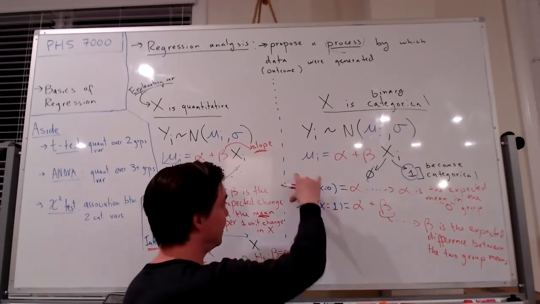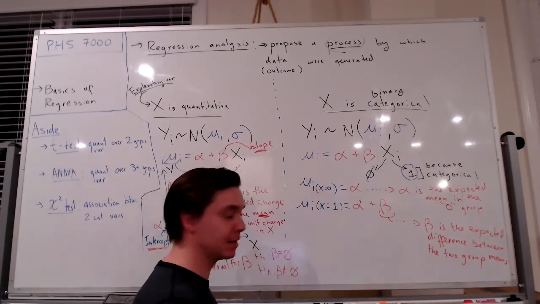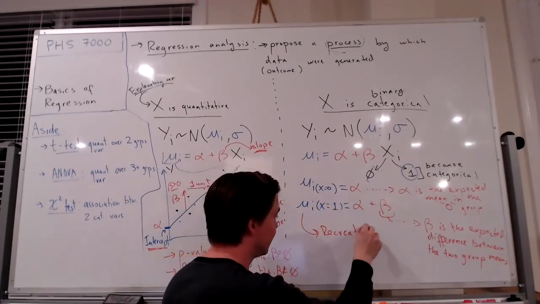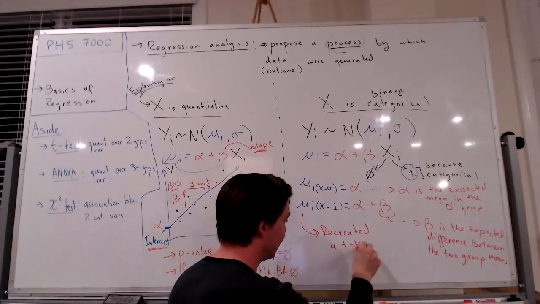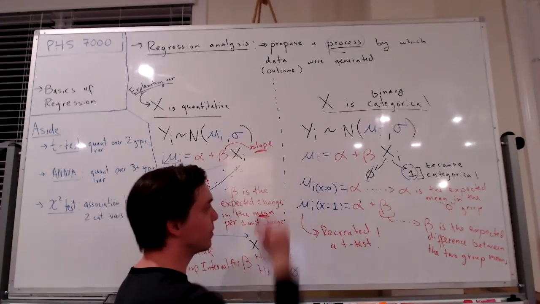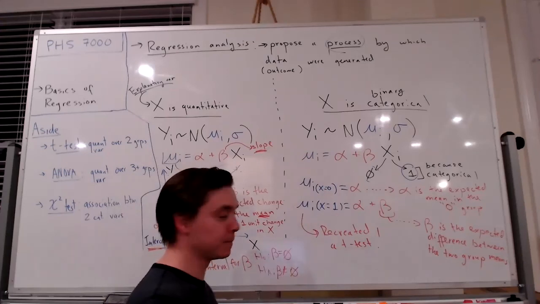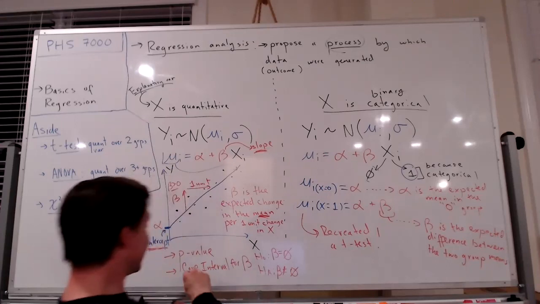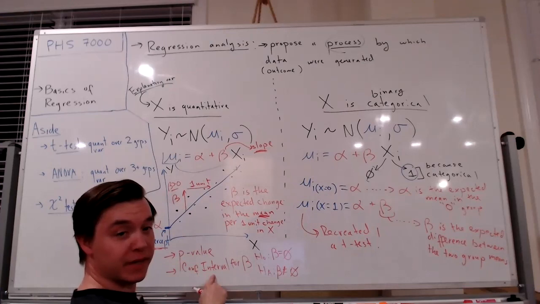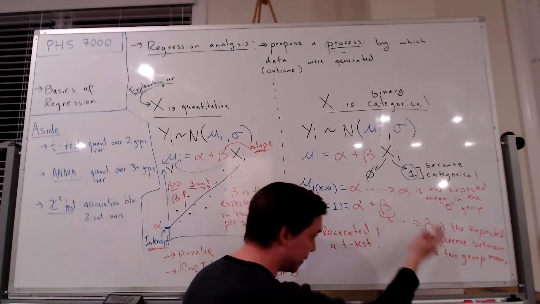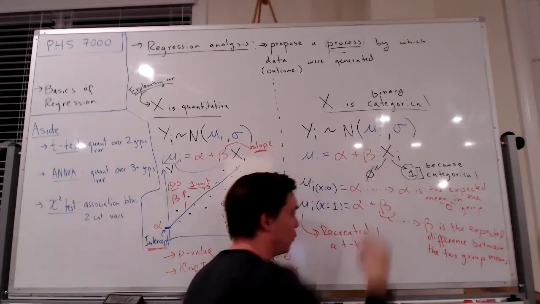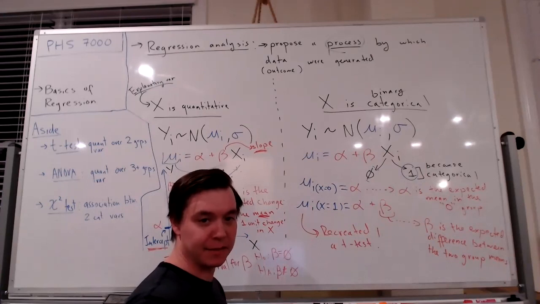What have I done? I have 2 group means, two population means. I've just recreated a t-test using regression analysis. I can do the same thing. I can find a p-value for my beta. I can find a confidence interval for my beta to test whether the difference between the two group means, the group mean for the 0 group and the group mean for the 1 group, are statistically significantly different.